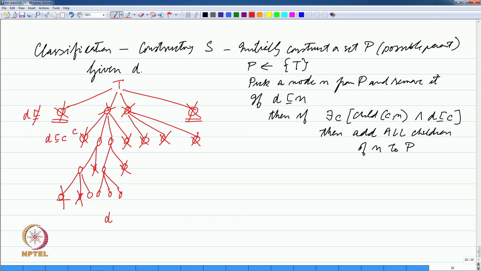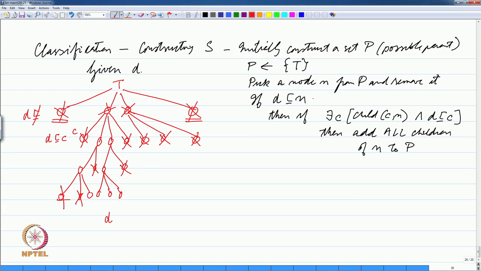Okay. The set P contains possible parents. These are nodes which subsume D, or which possibly subsume D, because we have not checked for every child whether it subsumes or not, but we have added them to P. But we are going to ask this question every time we pick a node n from P: does that node n subsume D? Only then are we going to proceed into the rest of the algorithm. So, we are interested in only those nodes which subsume D. Now, if they have children which subsume D, then we are going to add all the children. If they do not, so this is the else part.